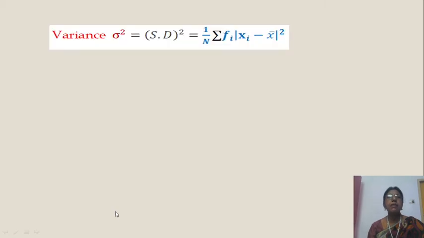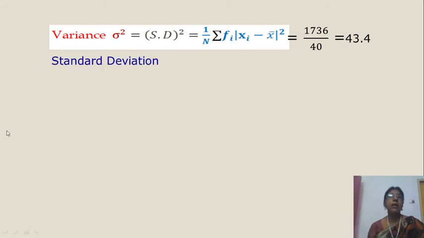Now the formula is, when fi is given, sigma square is equal to 1 by n sigma fi mod xi minus x bar square. In the previous problem there is no fi, only xi values are given. Here frequency is given, so note this formula. Substitute all these values and we get 43.4 as sigma square. Standard deviation means sigma, root of 43.4, which is 6.59.